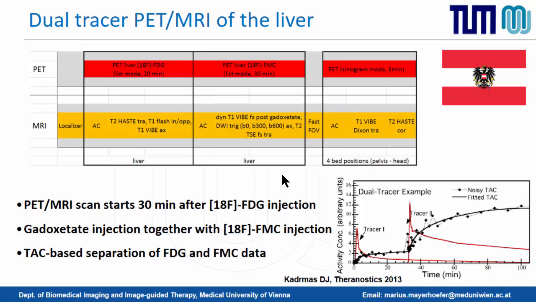And there is another application for dual tracer that we're using in Vienna, rarely, but we are using it for HCC. As you probably know, there is no real HCC-specific tracer, at least not in clinical practice, at least not established. So that's why we would use FDG and fluorocholine, also inject them after the other. The problem here is just that, of course, both are based on F18. So what do we do? Here we have to use a time activity curve based separation of FDG and FMC data, so software based. Otherwise the two would interfere.